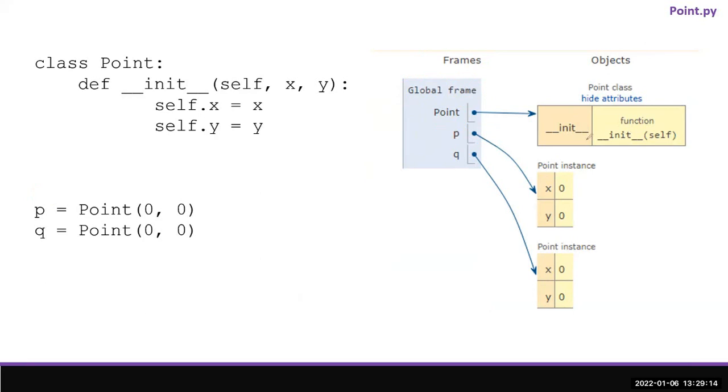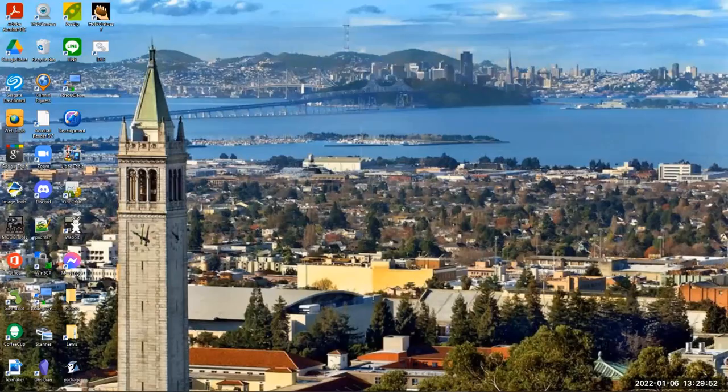Here we have the point, and its init function is defined. These are the objects; these are actually the point class. This is pointing to the point class in the global frame. So point is a name in the global frame of this module, and there is a point class. That's the class object. And then there are two point instances.